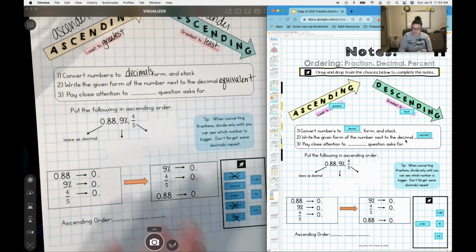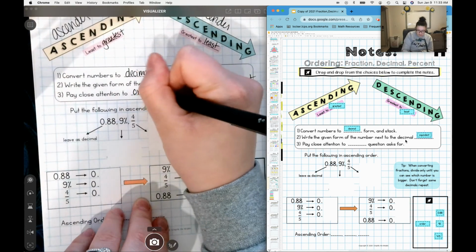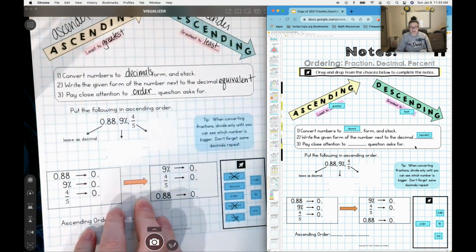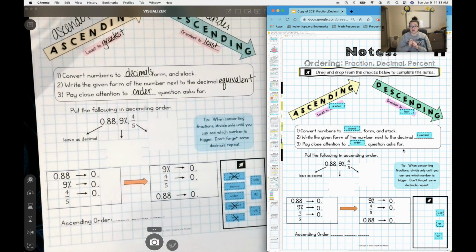And again, you need to pay very close attention to the order that it asks. Ascending, descending, least to greatest, greatest to least. There's a few different ways they might be asking it. So look at the posters in the room for help.